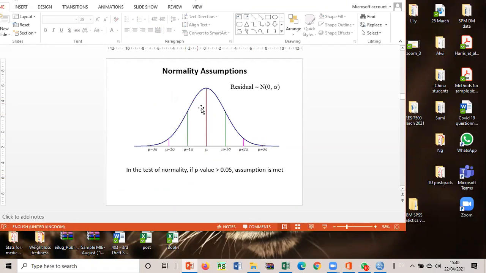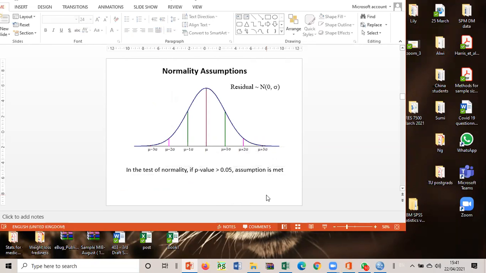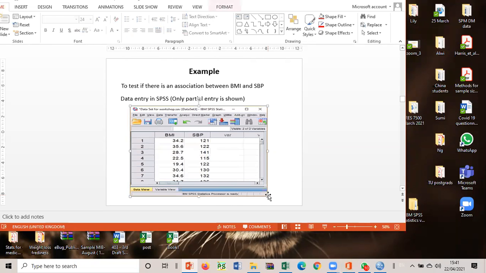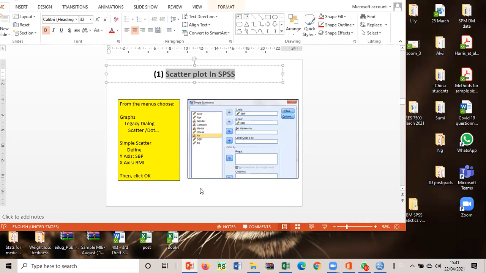The second one is normality. We test whether the residuals are normally distributed. We've gone through what normal is. We check the normality test, and if the p-value is more than 0.05, then the assumption is met. So we did an example comparing BMI and SBP. We did a scatter plot to see visually.